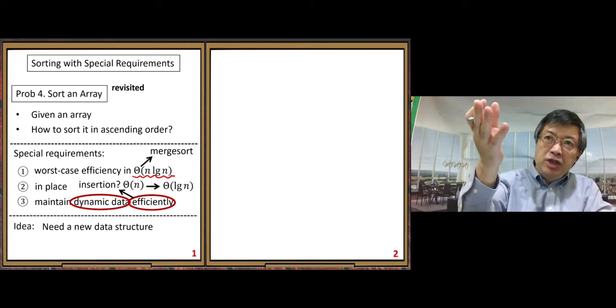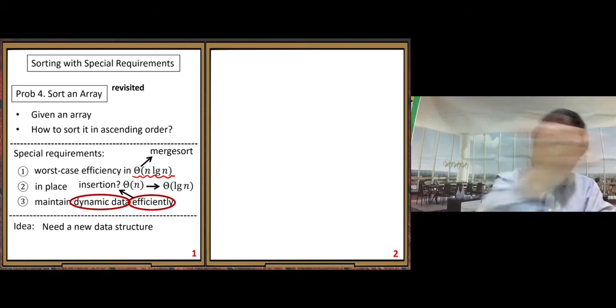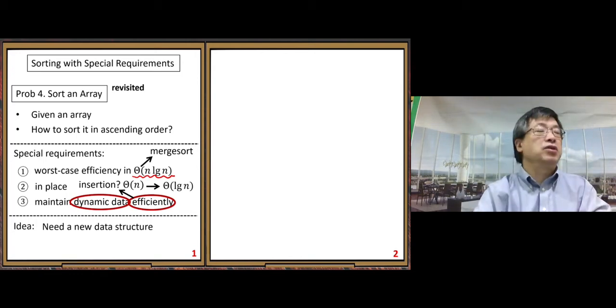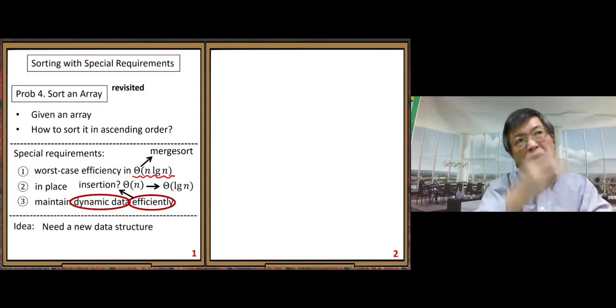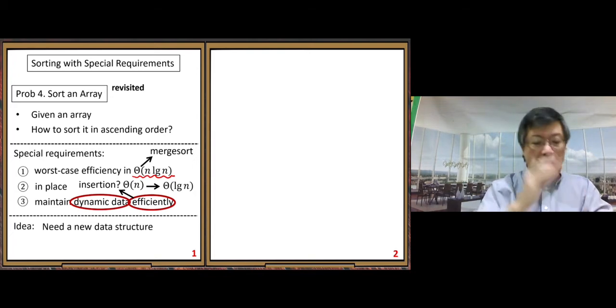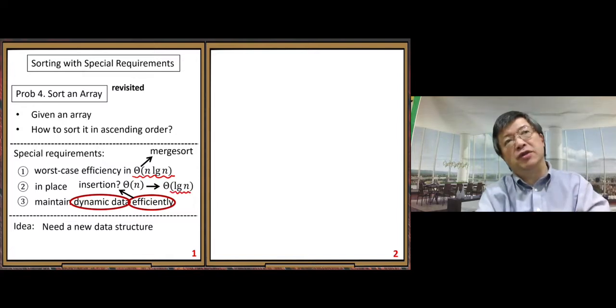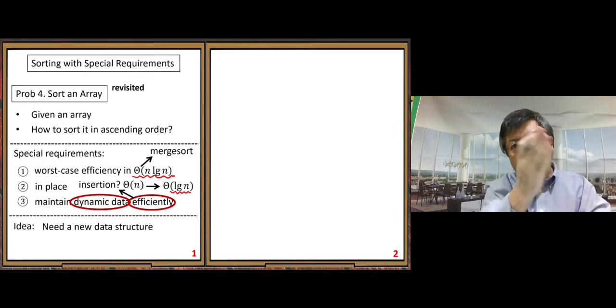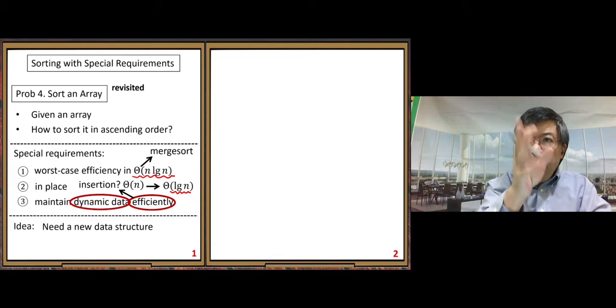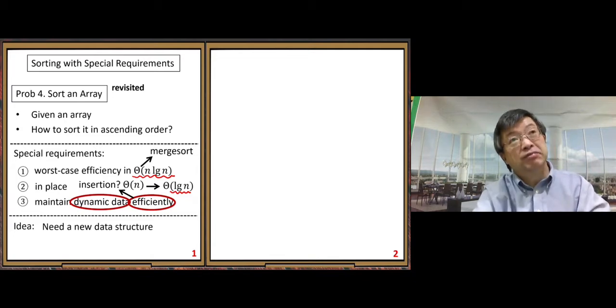Here, we need to see more specifics on this data structure. So what specific requirement do you need in this data structure? All right, so look at this function, big theta of log of n. Look at this function. Log of n, log base 2 of n. How do you get log base 2 of n function, right?